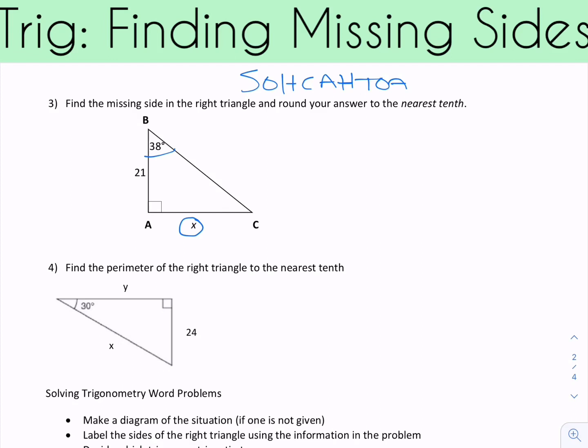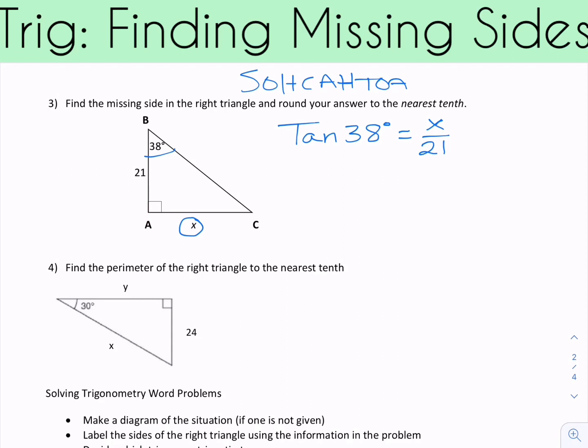what that helps me do is say, okay, x is opposite 38 and 21 is adjacent. So which trig ratio uses opposite and adjacent? Well, that's going to be our tangent function. So the tangent of our angle, the tangent of 38 degrees, is equal to a ratio that is opposite, which is x, divided by 21, which is adjacent.